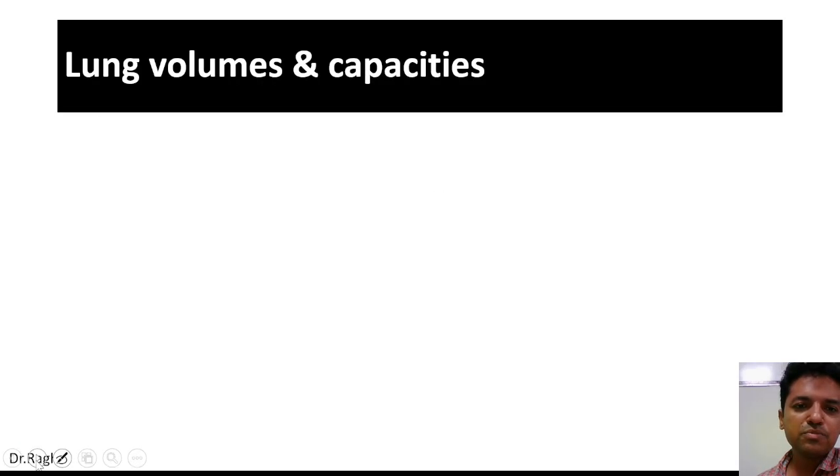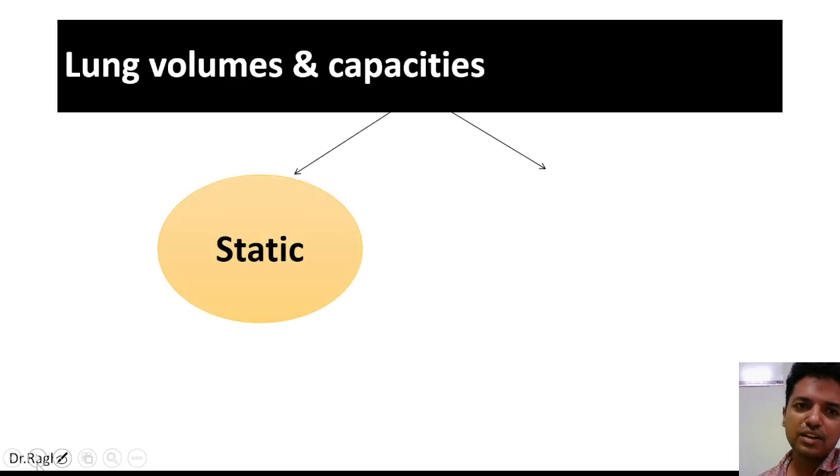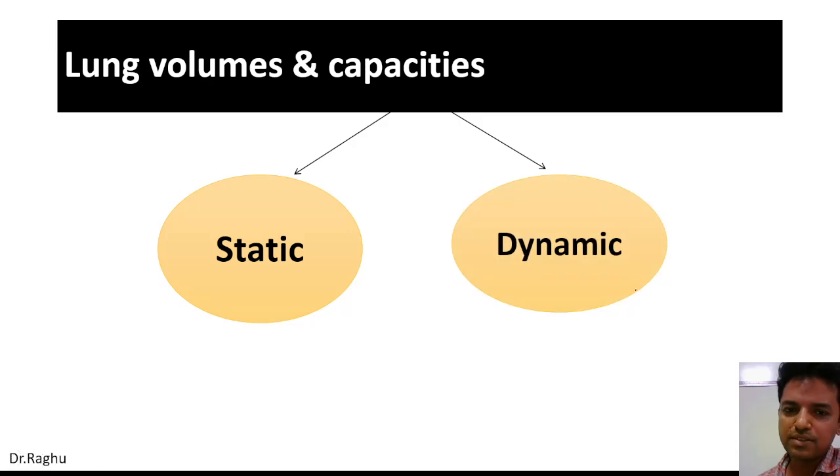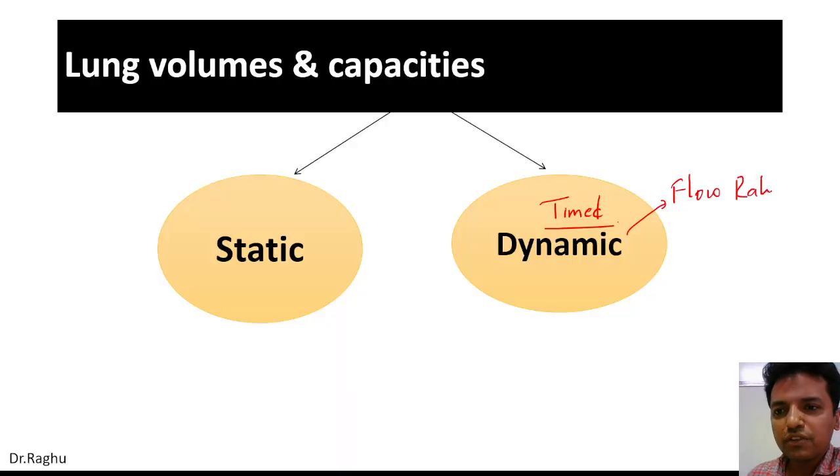The lung volumes and capacities are broadly divided into two types. One is called the static lung volume and capacity, and the other is called the dynamic lung volume and capacity. The basic difference between the static and the dynamic lung volumes is that the dynamic lung volume is a timed lung volume, and dynamic lung volumes are usually flow rates.